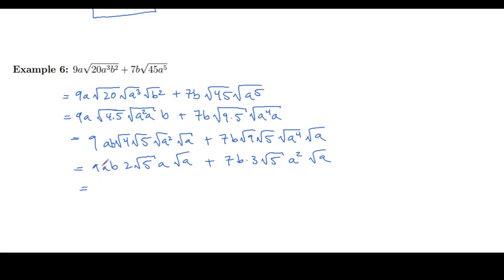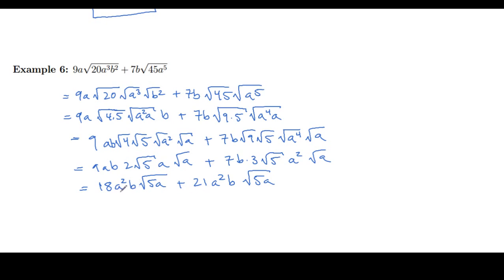We have, okay, 9a squared. So 9 times 2 is 18. And then a squared, we have 2 on the outside, and then a b. And then we have root 5 root a. So let's just write that as root 5a. And then we have 7 times 3 is 21. A squared b. And then root 5a.